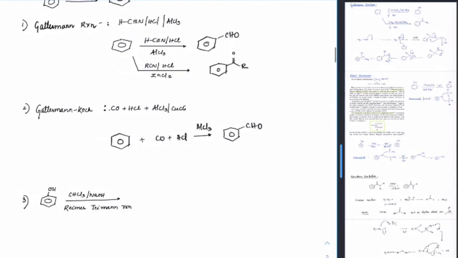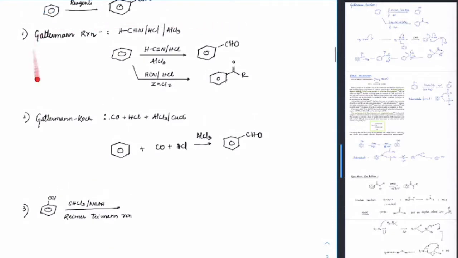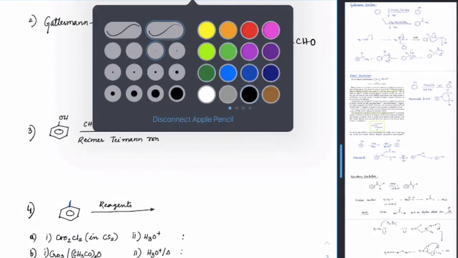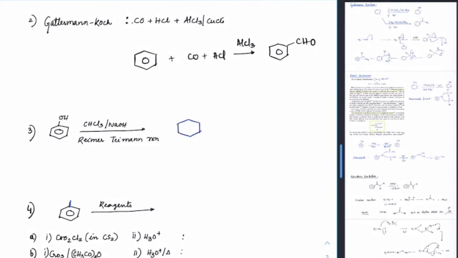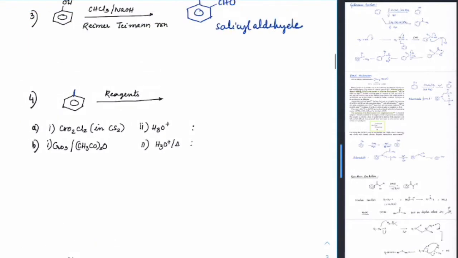For the other batch students, we could not do this yesterday because the session ended soon, so just check out this reaction once again. The Reimer-Tiemann reaction, which we have done recently, where we have OH and CHO forming salicylaldehyde. And now comes an important reaction which is very much limited to this chapter. If you take toluene and take these reagents, we can get benzaldehyde.